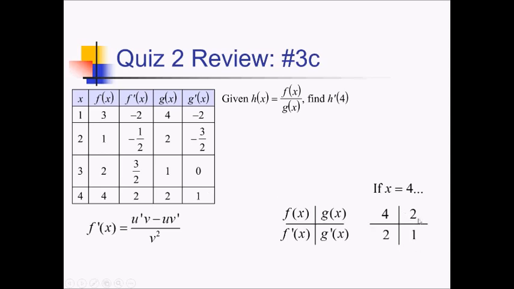Using the ribbon to plug all that in, we've got 2 times 2 minus 4 times 1 all over 2 squared. And if we need to simplify that, well, this is really 4 minus 4, or 0 in the numerator, so that zeroes out everything for our final answer.